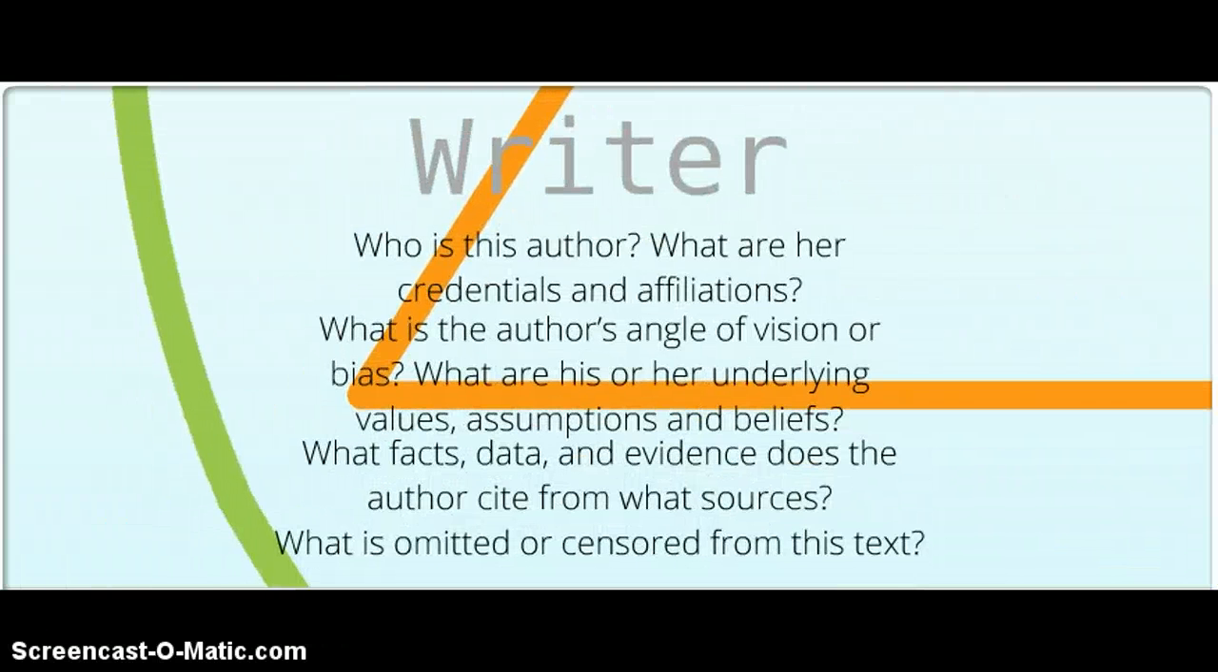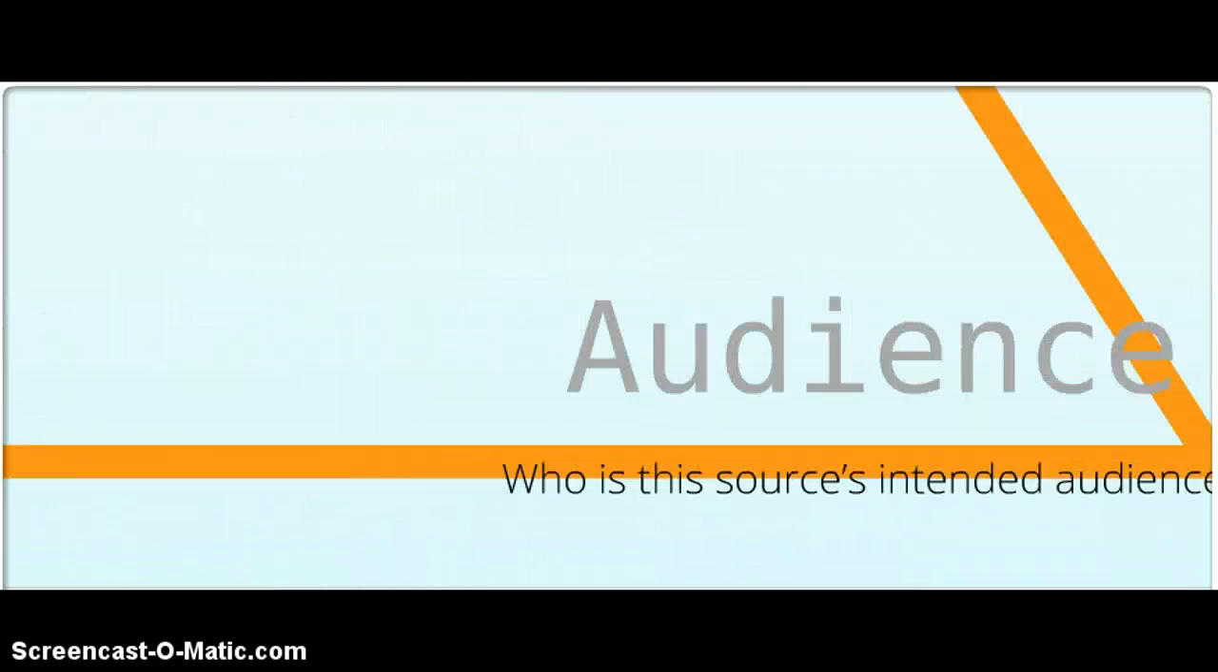Also consider who the author or the writer is. Ask yourself, what are his or her credentials or affiliations? What is the author's angle of vision or bias? What are his or her underlying values, assumptions, and beliefs? Also consider what facts, data, and evidence the author cites and from what sources. Finally, always consider what is omitted or censored from the text.